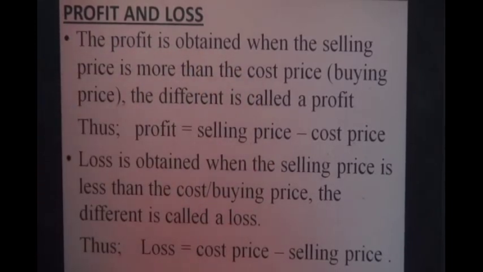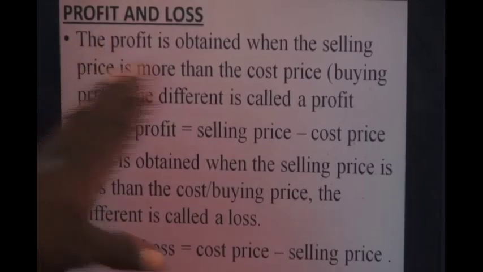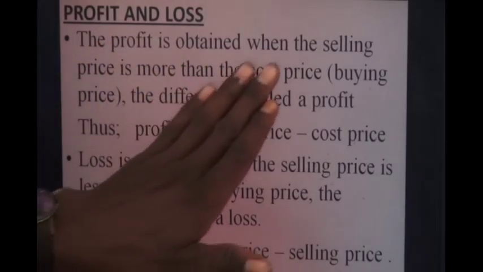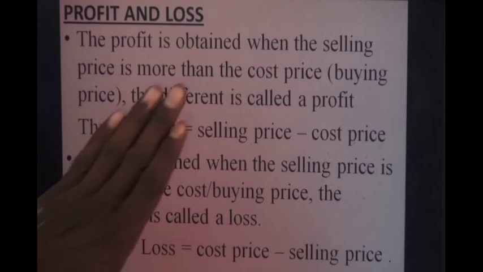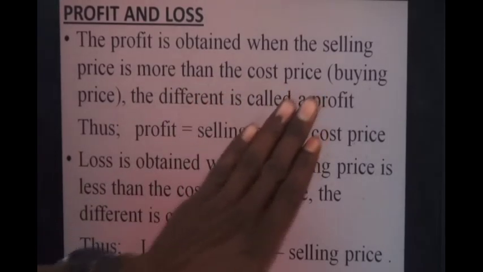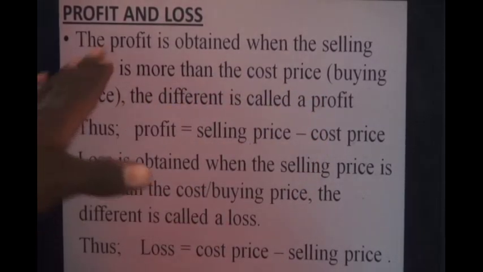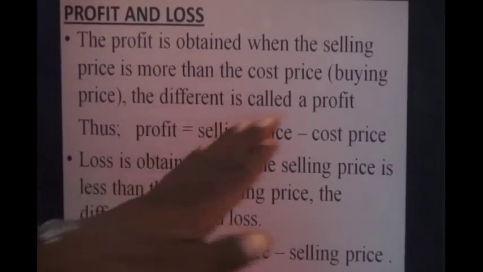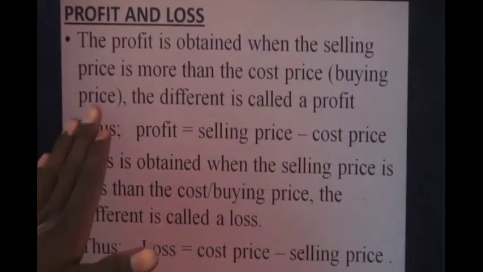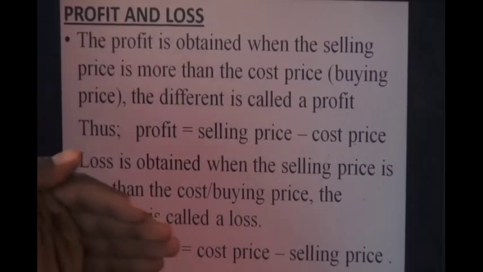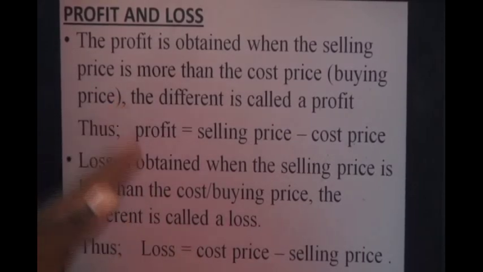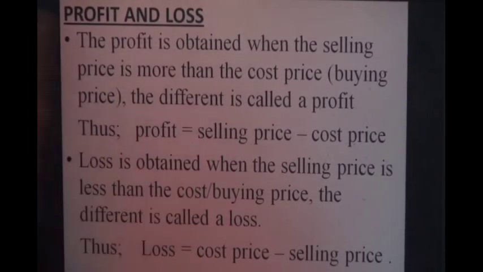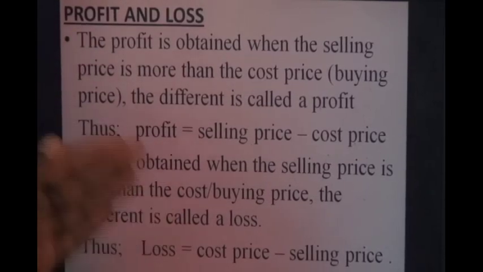Profit and loss. The profit is obtained when the selling price is more than the cost price, in other words, the buying price. The price that you have bought the thing, the money that you have used to buy the thing, that is called buying price.